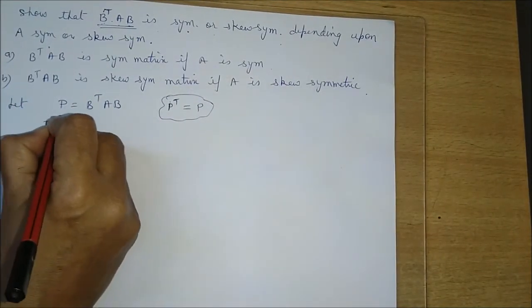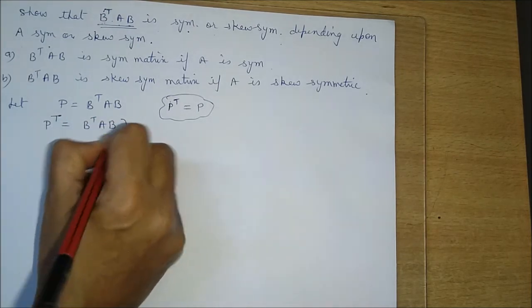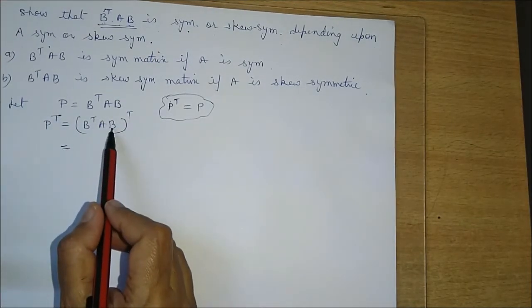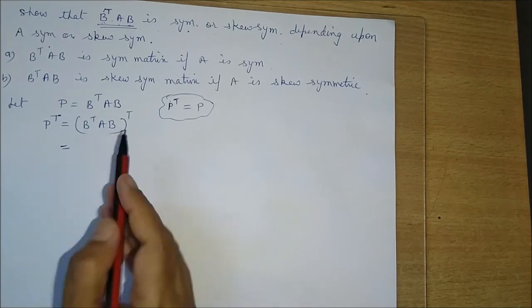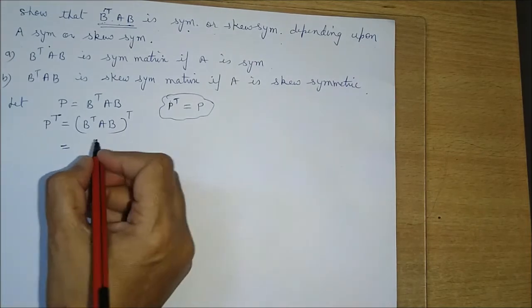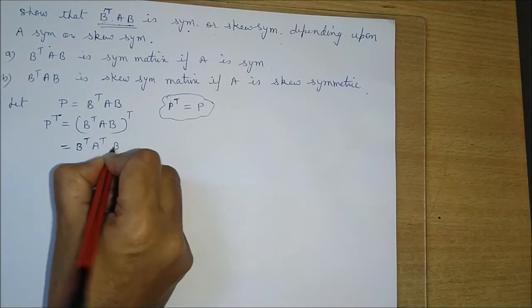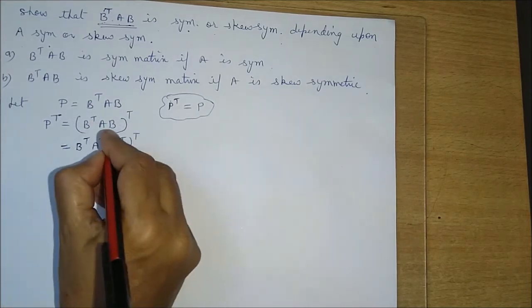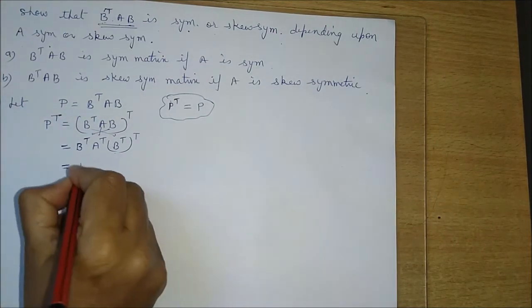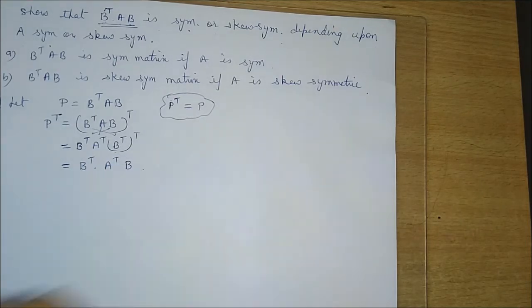Now taking transpose of P, that will be (B transpose AB) whole transpose. In case of multiplication, the last matrix will come out first, then the second, and so on. So it can be written as transpose of B, A transpose, B transpose, and transpose. So this will be here, this will be here, and this, like this. It will be equal to transpose of B, A transpose, and B.